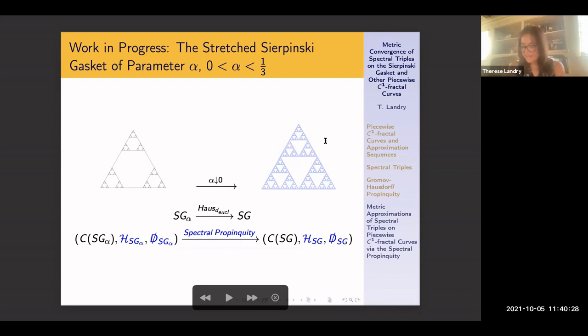So of course, again, this is going to be a motivation for a prototypical case of my more general class of fractal curves, in terms of expanding the class of fractal curves for which we can metrically approximate important kinds of spectral triples. And again, the spectral triple is important because of us being able to recover the geodesic distance on the space from the spectral triple.